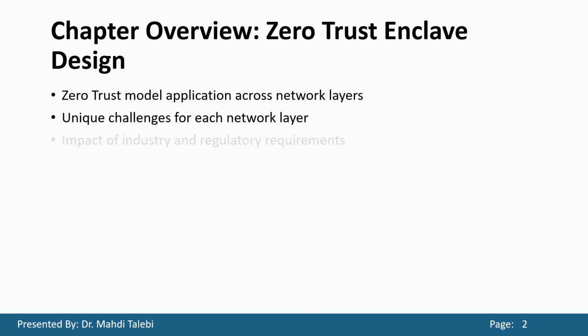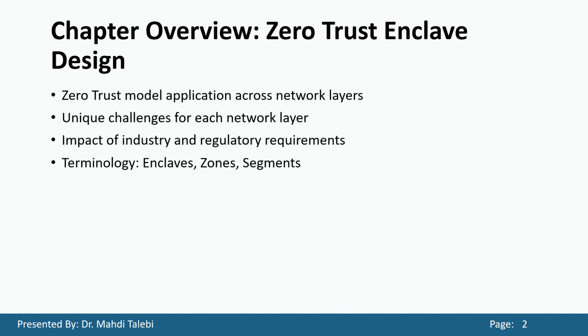In this chapter, we delve into the application of a zero-trust model across various network layers such as branch, campus, WAN, data center, and cloud. We'll explore the specific challenges each layer presents and how these can be addressed using zero-trust principles. Additionally, we'll look at how industry-specific requirements and regulatory constraints impact zero-trust implementations, focusing on terminology such as enclaves, zones, and segments, which are essential for defining trust boundaries within network security architecture.